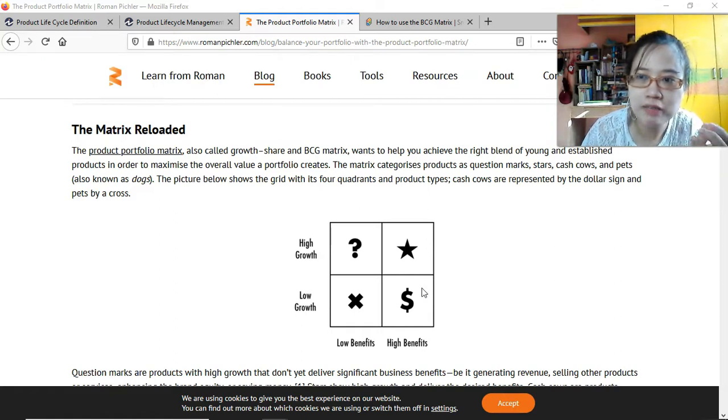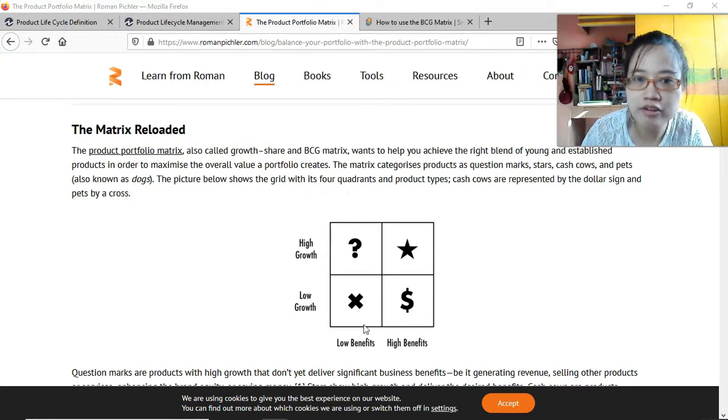Because you've already developed the product, let's say not necessarily optimum, but there's not much improvement that you can make on it. There's not much upgrade that you can do. So there's low growth for it, but still high benefits because the public is still looking for it or using it or patronizing the product, right?